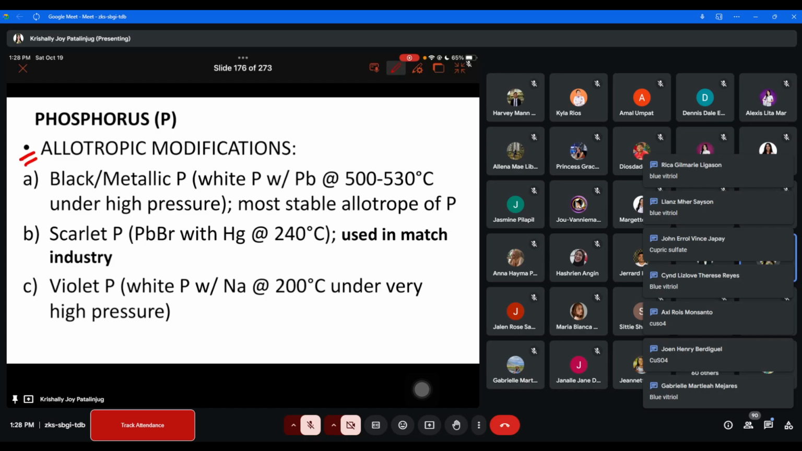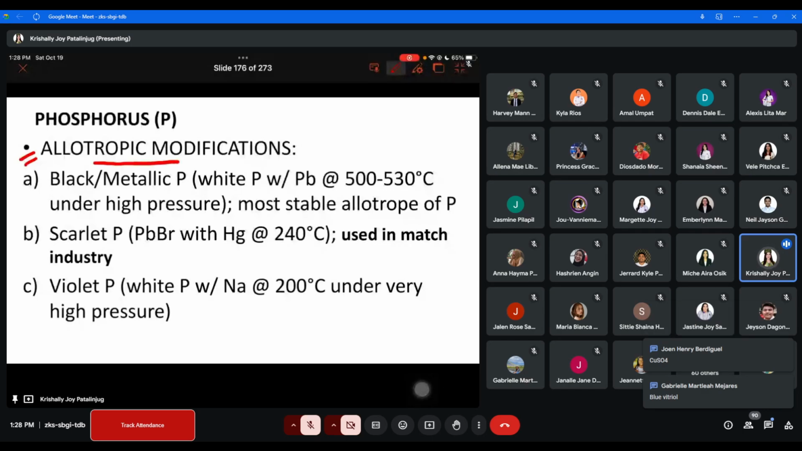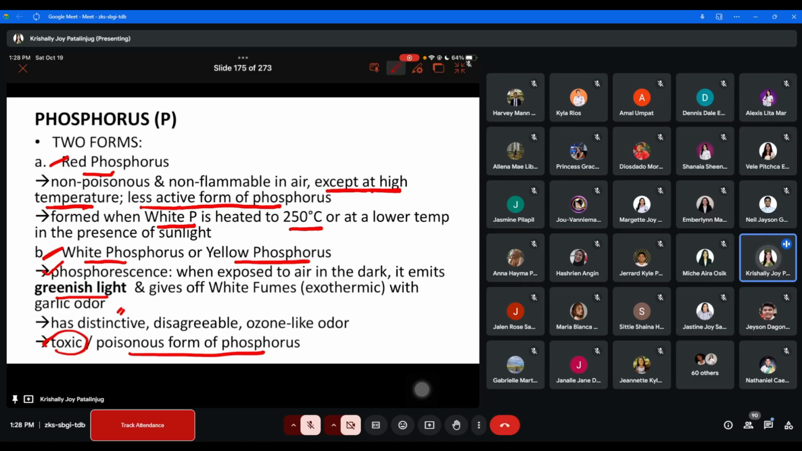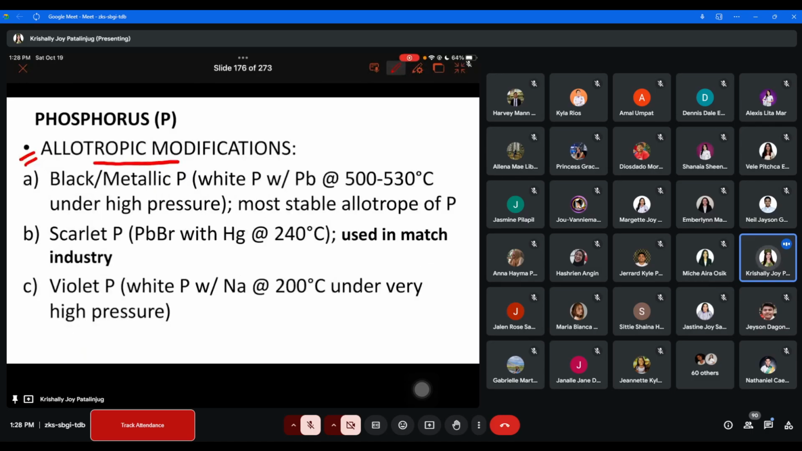Sige. Next, out of these two forms, we can produce other allotropes or forms if we modify those. Yung red phosphorus or white phosphorus. So, we have black or metallic phosphorus. This is produced kapag ang white phosphorus is added with lead and it is heated under high pressure, 500 to 530 degrees Celsius. So siya yung most stable allotrope of phosphorus.